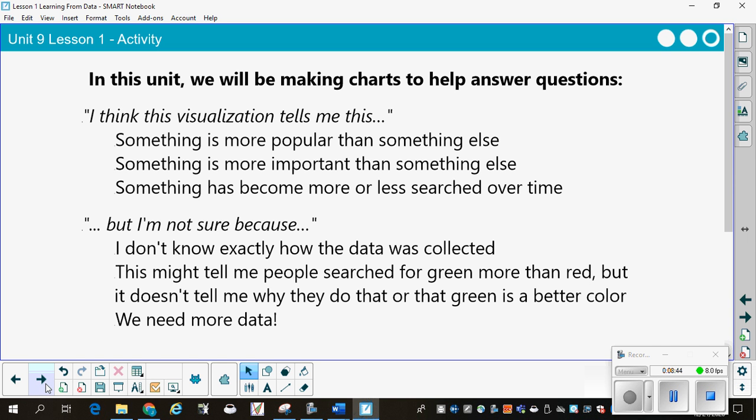Now, in this unit, we will be making charts to help answer questions. I think this visualization tells me this: something is more popular than something else. Something is more important than something else. Something has become more or less searched over time. But I'm not sure because I don't know exactly how the data was collected. This might tell me people searched for green more than red, but it doesn't tell me why they do that or that green is a better color. We need more data.